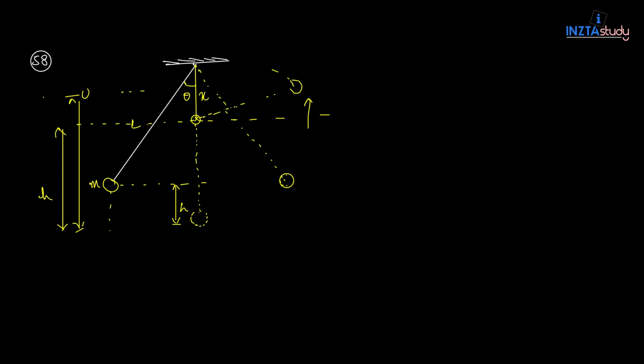So that is solved. Now let's go to part B, where it is saying that if x is equal to L by 2 and theta is equal to 90 degrees, it means this bob is released from this position.